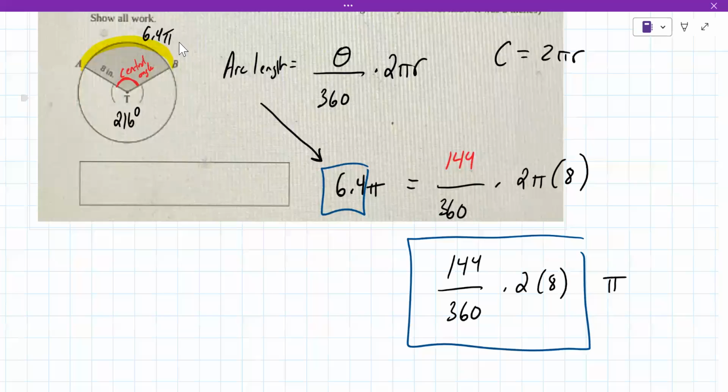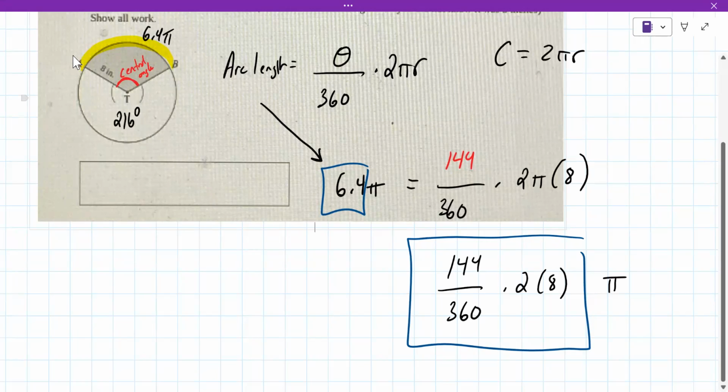Is it the central angle? We need the central angle. That's what theta is in this; it refers to the central angle. So what would we call the 144? Because I understand how we get it, because there's that circle with a 216. It's the central angle of the arc. It's the same measure as the arc.